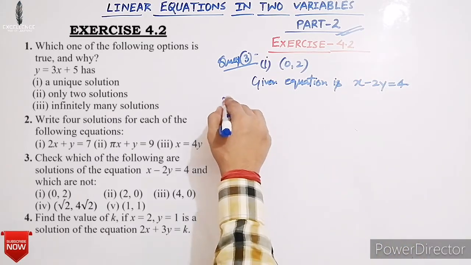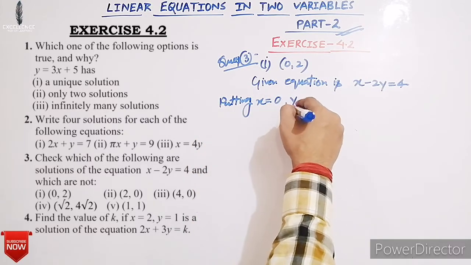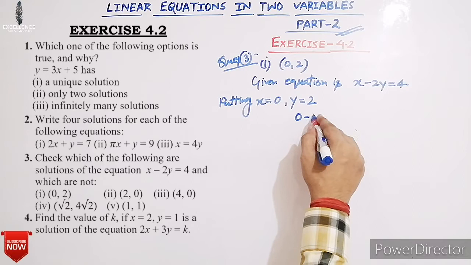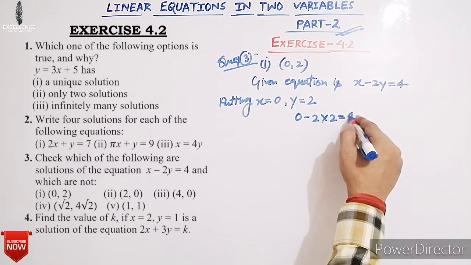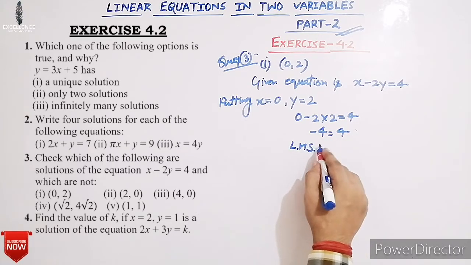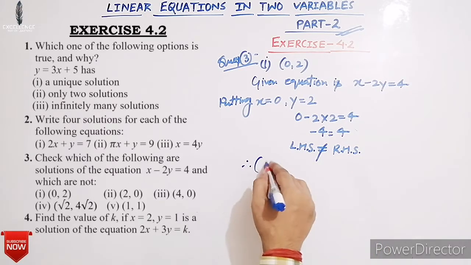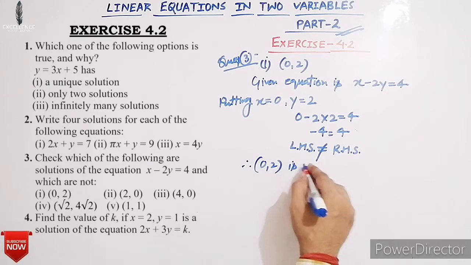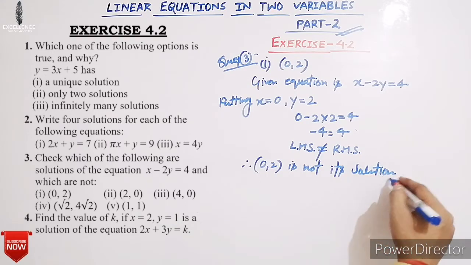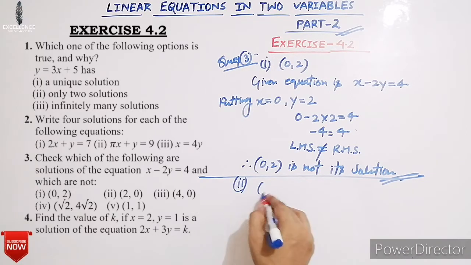Okay, so here the given equation is x minus 2y equals 4. Now putting x equals 0 and y equals 2 in this equation, we have 0 minus 2 into 2 equals 4, that gives minus 4 equals 4. So here LHS does not equal RHS, so (0, 2) is not its solution. Okay students, clear?